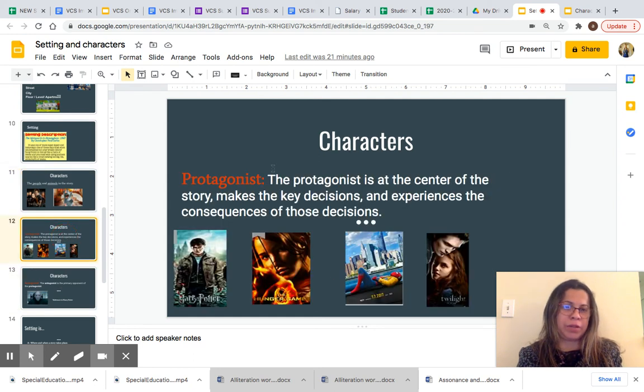When we think about characters, we can think of protagonist and antagonist. The protagonist is at the center of the story, makes the key decisions, and experiences the consequences of those decisions. The protagonist is the main character of the story. For example, Harry is the protagonist of Harry Potter. He is the main character. In the Hunger Games, Katniss is the protagonist. She is the main character.